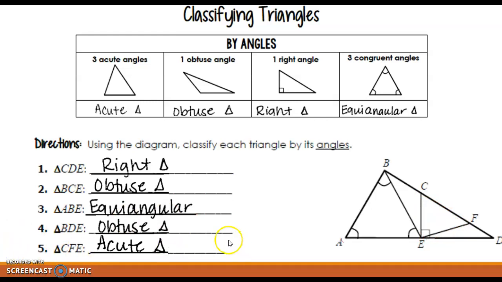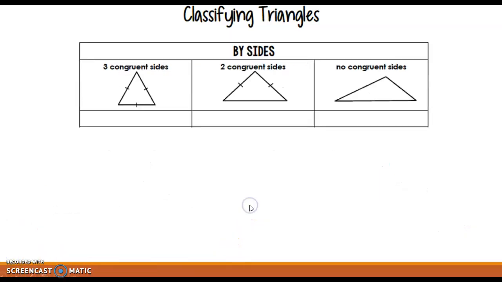Now we're going to talk about classifying triangles by their sides. So if you've got three congruent sides, don't forget your little tick marks here means that that side's congruent to that side, which is congruent to that side. So if you have three congruent sides, it's an equilateral triangle. Now we're not going to forget that if the sides are all equal, guess what? All the angles are equal as well. So an equilateral triangle is also an equal angular triangle. Just a little tidbit there.